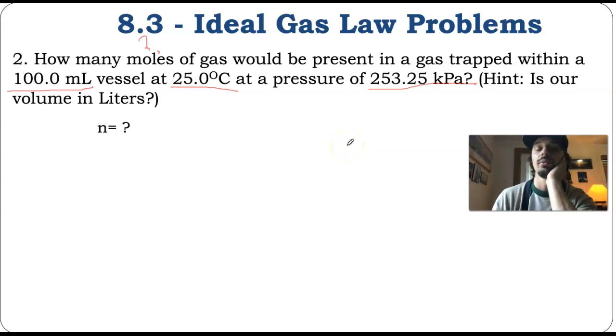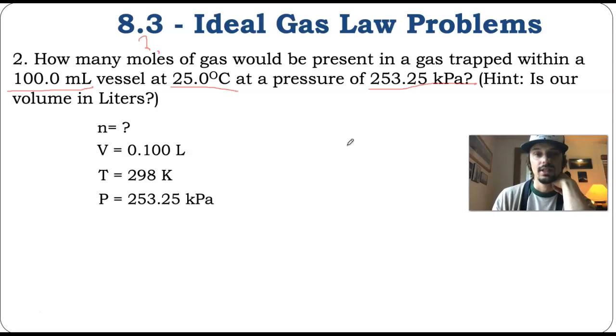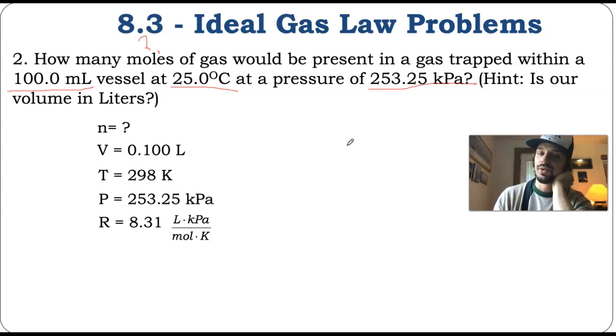All right, so I'm looking for moles. My volume isn't in liters, so I do need to convert that. You can divide by 1,000 or move the decimal 3 places to the left. And my temperature isn't in Kelvin, so I need to add 273. My pressure is 253.25 kilopascals, and the R that I'm going to use in this case is 8.31 because my pressure is in kilopascals. If my pressure was in atm, I would use 0.08206. Okay? All right, so the R that I use is 8.31.